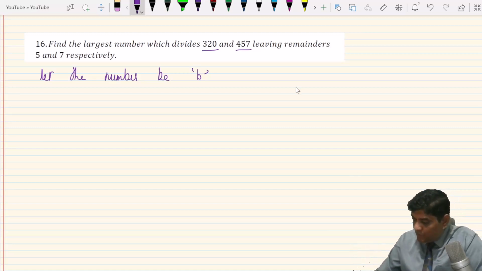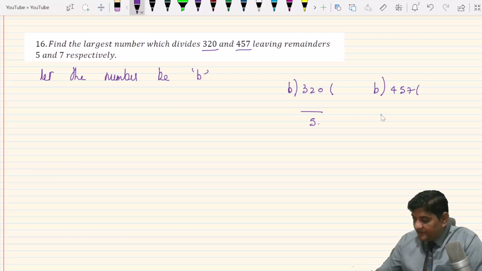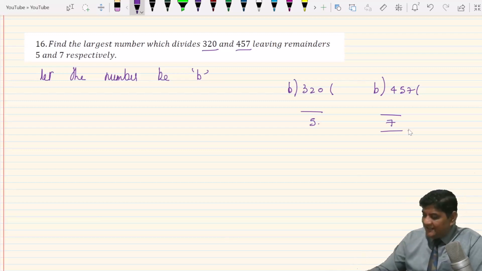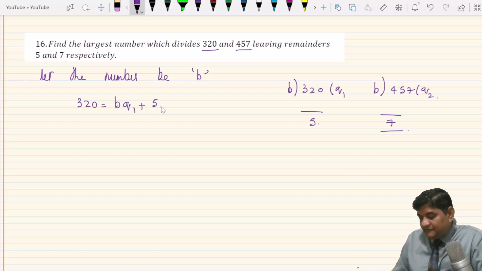So what am I doing here? I'm dividing 320 by b, and I'm looking for a remainder of 5. And I'm taking the same b and I'm dividing 457 and looking for a remainder of 7. Wonderful. So let's say in both the cases I take the quotient as q1 and the other quotient as q2. Can I then say that 320 is equal to bq1 plus the remainder 5? As per Euclid's division lemma, a is equal to bq plus r.